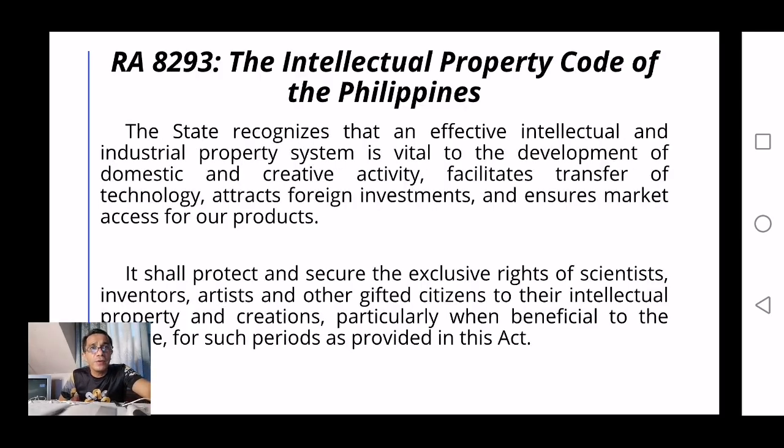And the fourth is the Intellectual Property Code of the Philippines. I think you're familiar with this. So, the state recognizes that an effective intellectual and industrial property system is vital to the development of domestic and creative activity, facilitates transfer of technology, attracts foreign investments, and ensures market access for our product. So it shall protect and secure the exclusive rights of scientists, inventors, artists, and other gifted citizens to their intellectual property and creations. Okay?